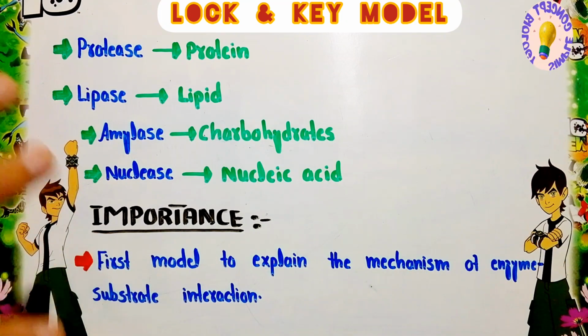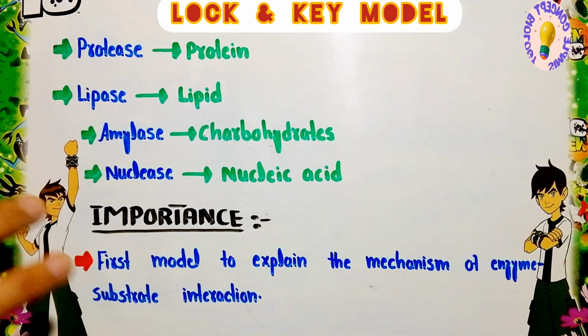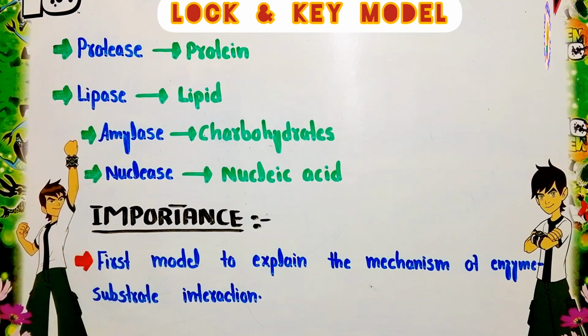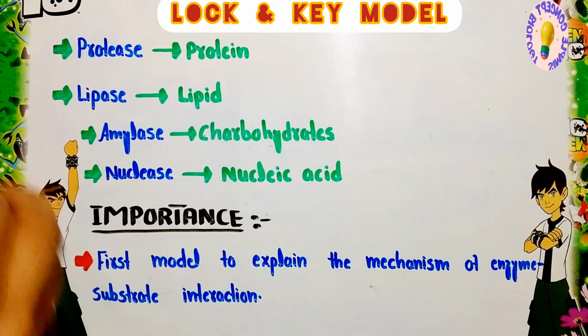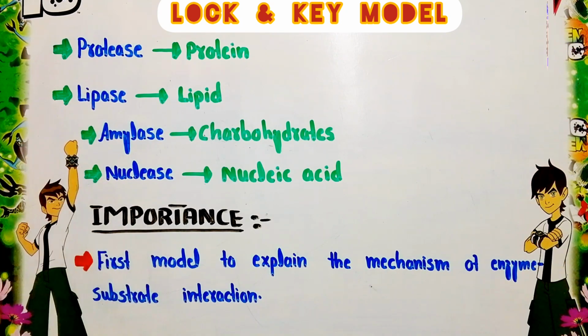So this model, for the first time, explained how the enzyme and substrate interact with each other. Now it shows what type of interaction is found between the enzyme and substrate, and its mechanism. So for the first time, the lock and key model explained the interaction between the enzyme and substrate.